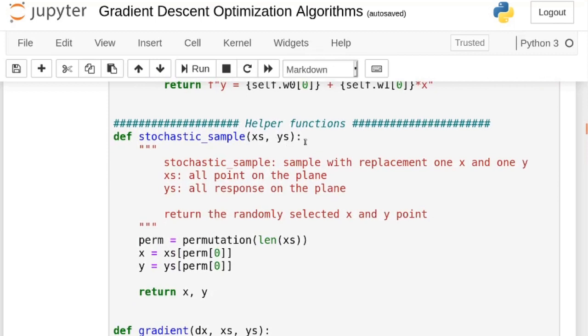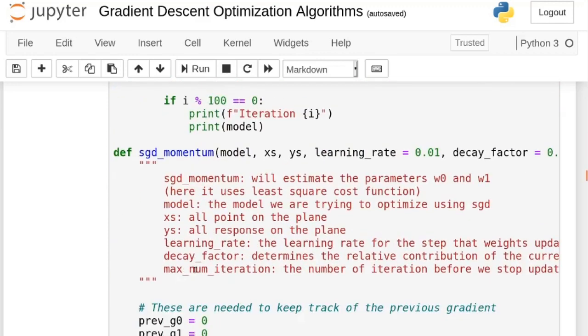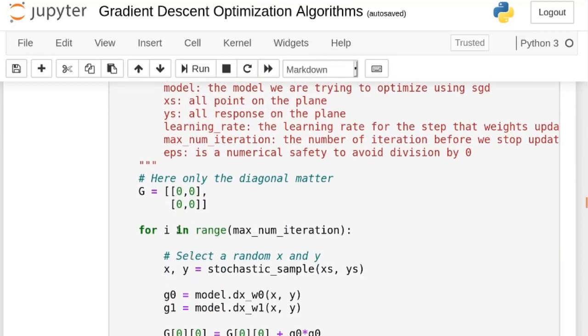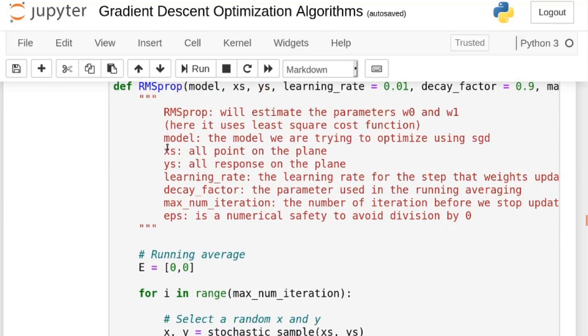So we have xs and ys, and we're just doing permutation and taking one number. So that's pretty much what we need. This is gradient descent. This is stochastic gradient descent. We have with momentum. We have AdaGrad over here. You're gonna see the structure of RMSProp look pretty much like this, except those gonna be changed by e. Let's take a look at it.